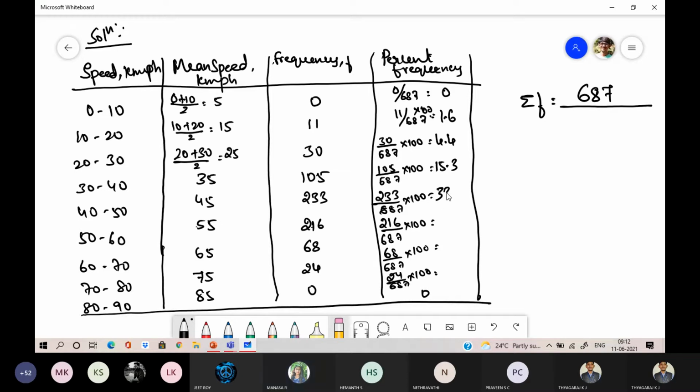33.9, 216 by 687. 31.4. This is 9.9, 3.50. So percentage frequency. So summation of percentage frequency, you will get it as a 100.